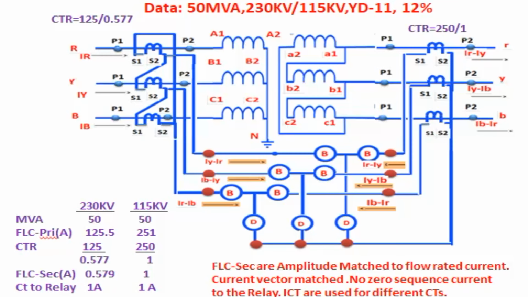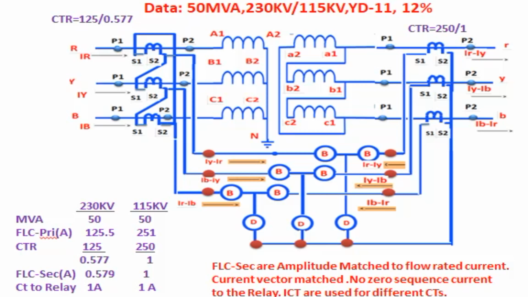Suppose CT ratios are different. If you are not getting the rated current to the relay when full load current flows in the transformer, that time ICTs are used. ICTs are used for different CTs. Suppose the error of CT is plus or minus 10%. Assume the condition: in star side CT is minus 10%, delta side CT is plus 10%. So totally you get 20%.